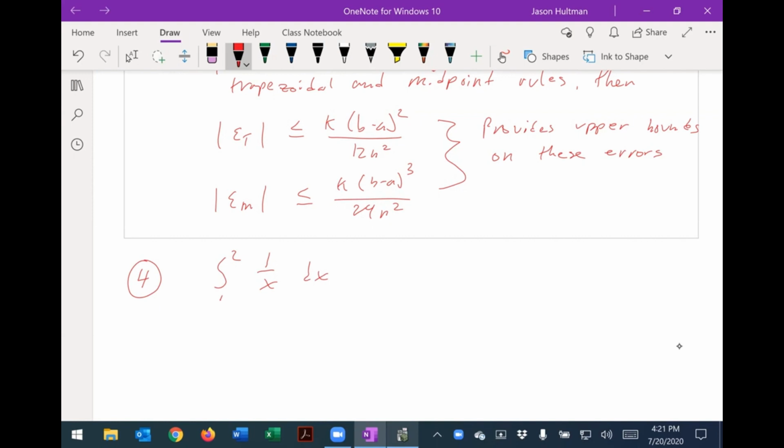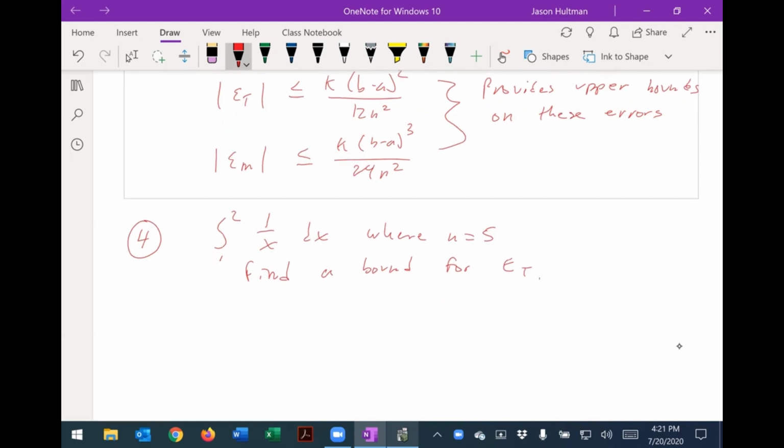So this is an upper error bound. We just want to know, in the ballpark, what's this error going to be? Can we restrict it a certain amount? Where n equals 5, find a bound for E of t, the error of the trapezoidal rule. What will be the error of the trapezoidal here?